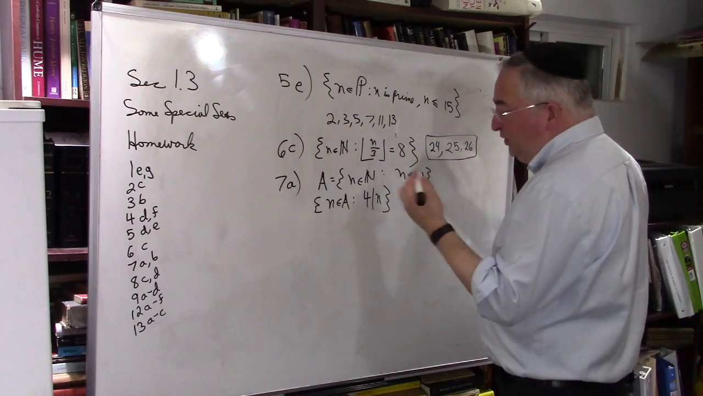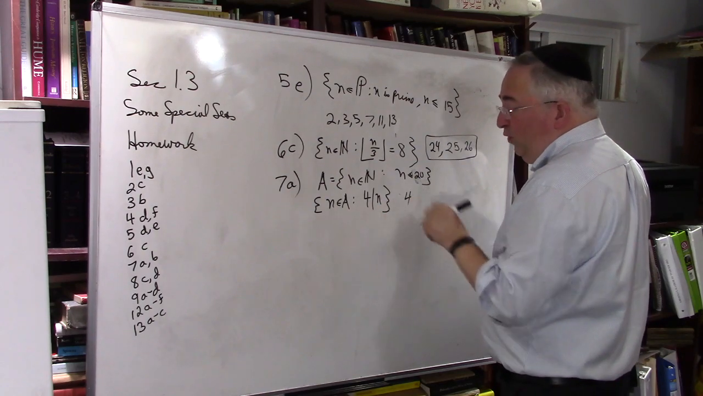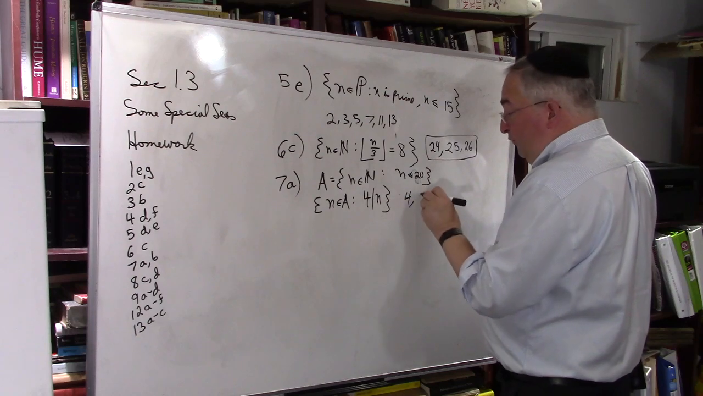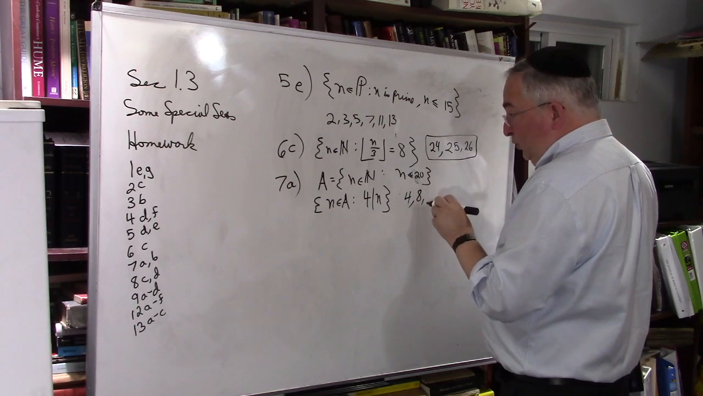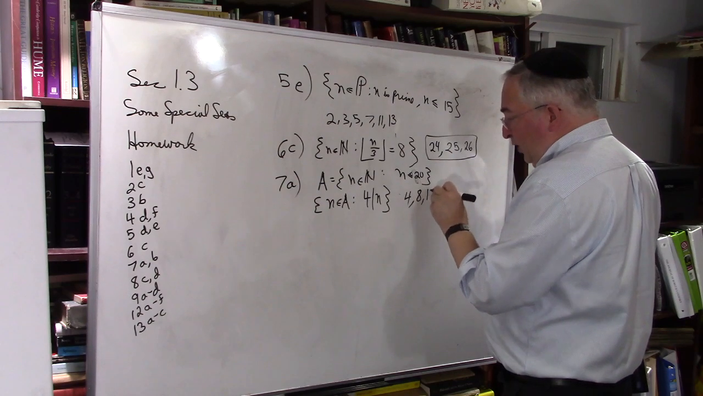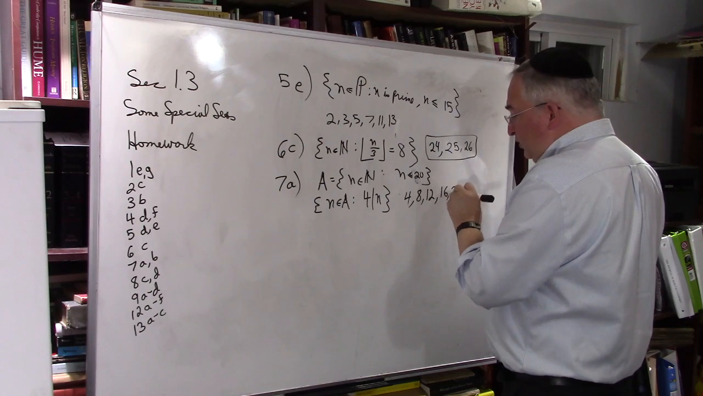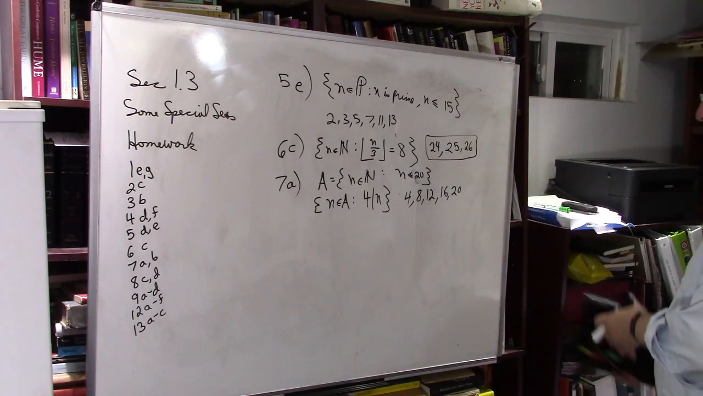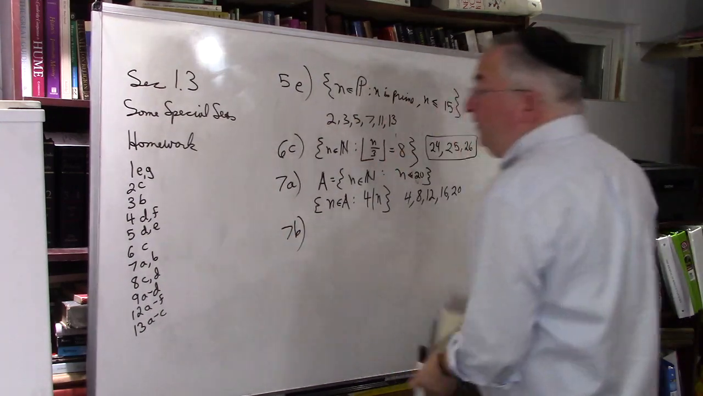So what goes into these numbers? Let's go through it. 4 goes into 4. 4 goes into 8. 4 goes into 12. 4 goes into 16. And 4 goes into 20. And that's it. Okay. Let's do 7b.